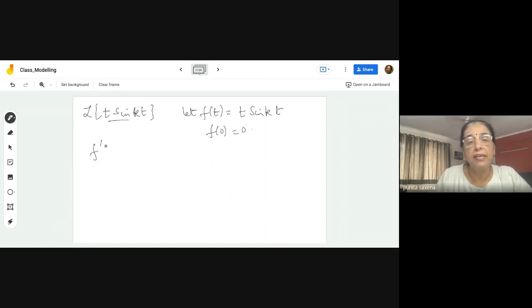So when you find f dash t, f dash t will be nothing but sine kt plus kt cos kt. That will be the result, right?